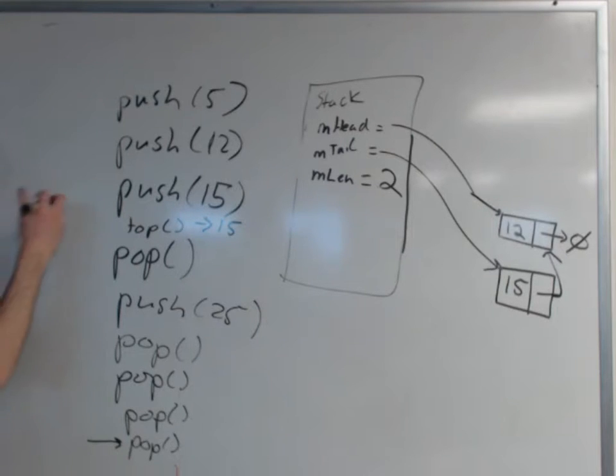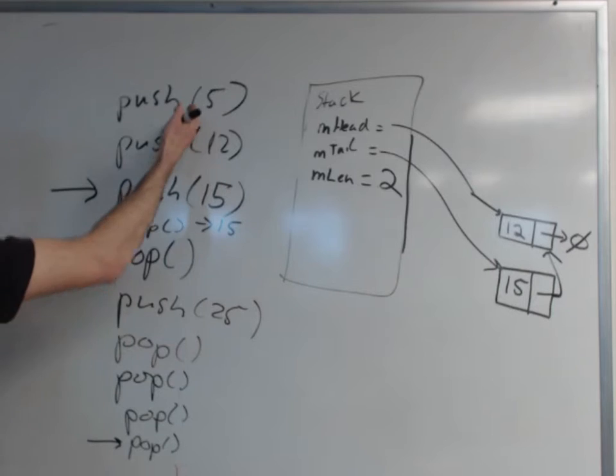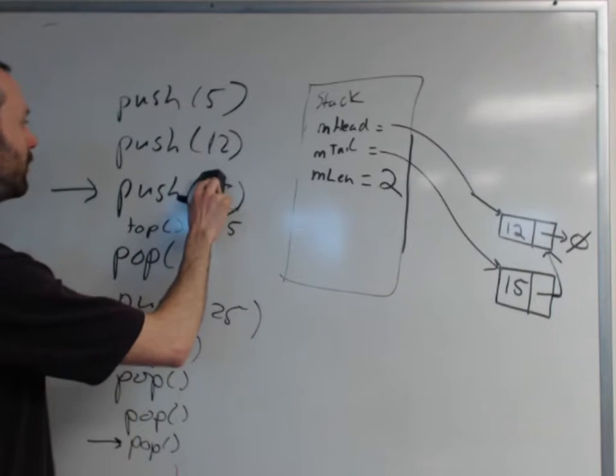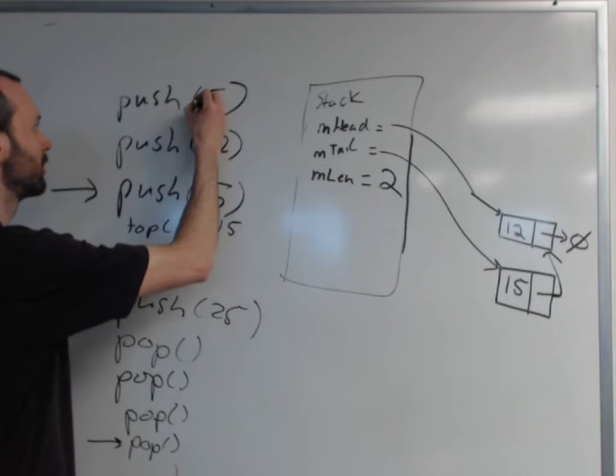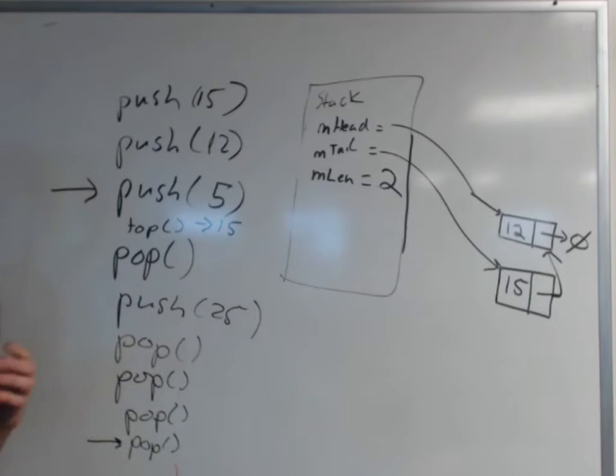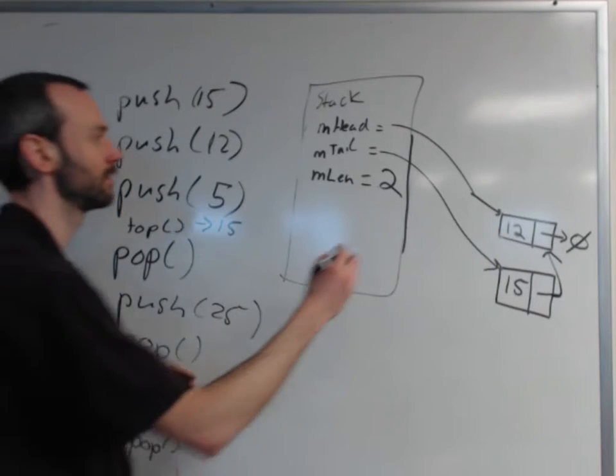Now let's go back to, let's push 5. I just realized I wrote 15 and I meant 5. So we'll fix that. There we go. Man, that was an easy fix. So what's the first thing we gotta do? Create the node.